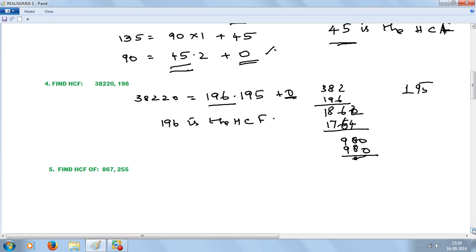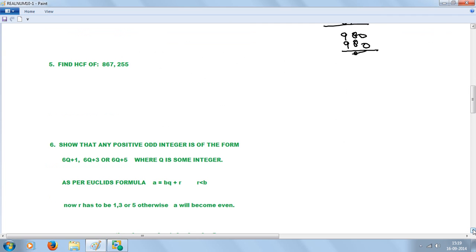So we'll go to our next problem. Find the highest common factor of 867 and 255. So 867 is equal to 255 multiplied by how much? Shall we try 3 times? So 867, multiply 3 times: 3 fives are 15, 1 carried, 3 fives are 15 plus 1 is 16, 3 twos are 6 plus 1 is 7.